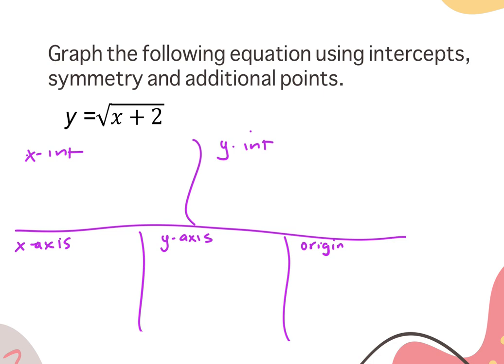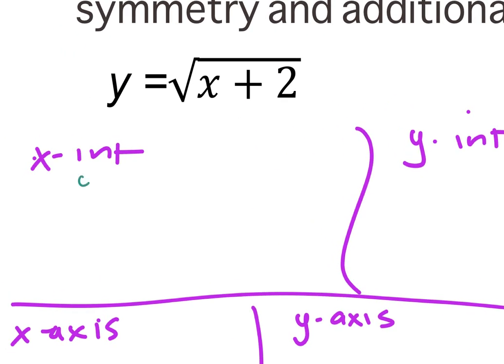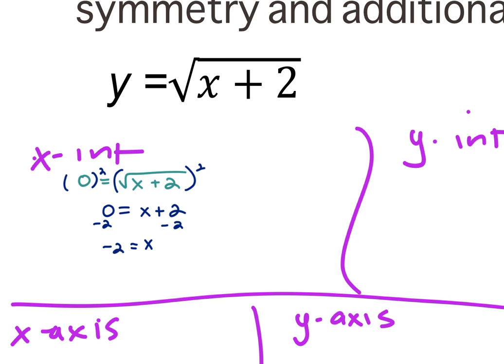What do I do to find the x-intercept? Good, so I get 0 equals the square root of x plus 2. How do I get rid of a square root? Good. Square both sides of your equation. And 0 squared is still going to stay 0. X plus 2 is what's left on the right because the square root and the square are going to cancel out. And then I would subtract the 2, and I get x equals -2. So -2, 0 is my x-intercept.